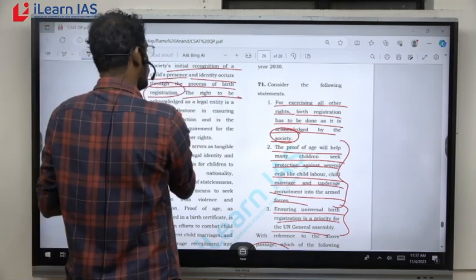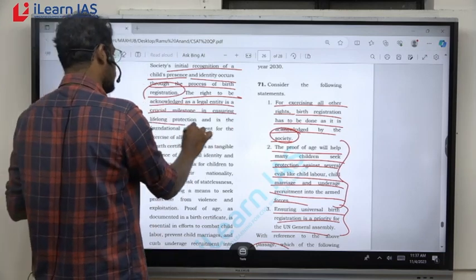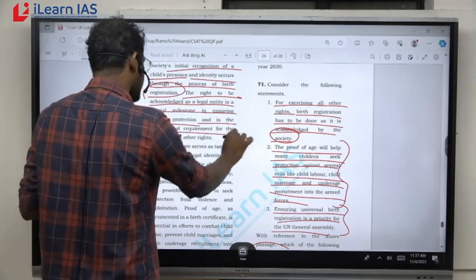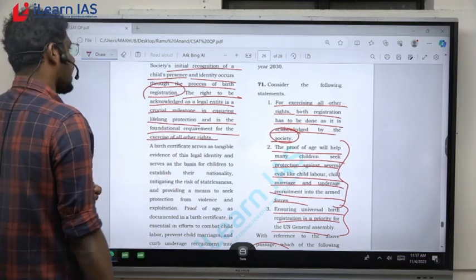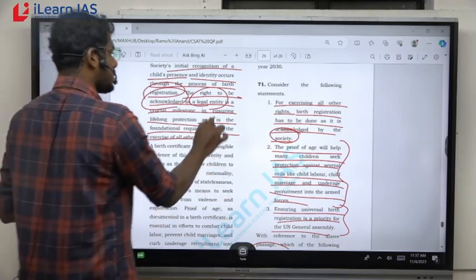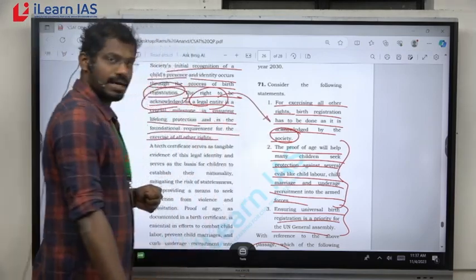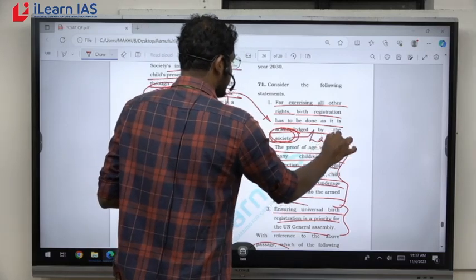The right to be acknowledged as a legal entity is a crucial milestone in ensuring lifelong protection and is a foundational requirement for exercising all birth rights. So actually, it is a legal entity. It is acknowledged as a legal entity, but this first statement says that it is acknowledged by the society. No, it is not acknowledged by the society. Instead, it is acknowledged by the law.